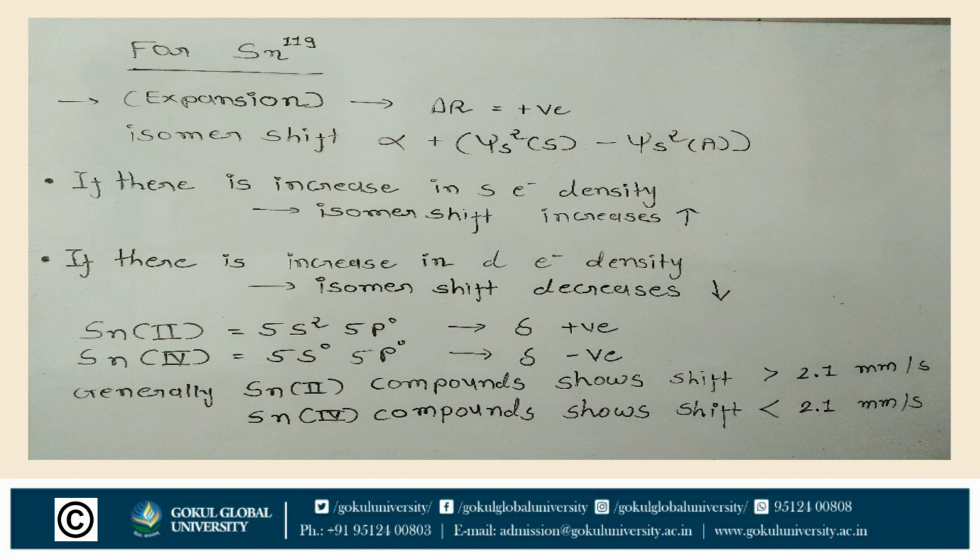So in the case of tin, an increase in s electron density will increase the isomer shift, while an increase in d electron density will cause shielding of s electrons. So s electron density will decrease, and the isomer shift will also decrease. For example, in the case of tin in the plus 2 oxidation state, there will be 2 electrons in the 5s orbital.